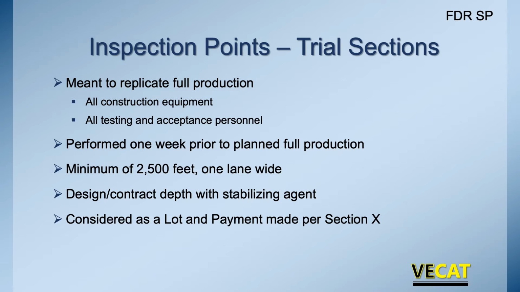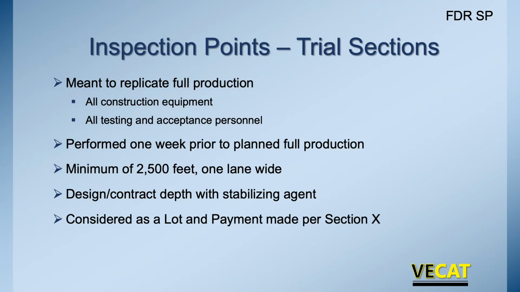That gives us plenty of room to go through, pulverize the pavement, go through and compact it, blade it, add our stabilizing agent, come back and repeat the process. So we want to make sure that we have enough length that we can actually replicate, and we're doing it a lane wide. We're not doing a half lane or 8 feet, but we're going to do the full lane width because we want to replicate, again, full production. And in full production, we're going to do the full lane.